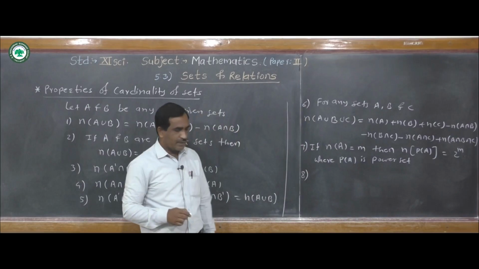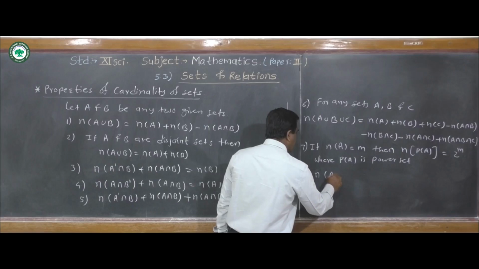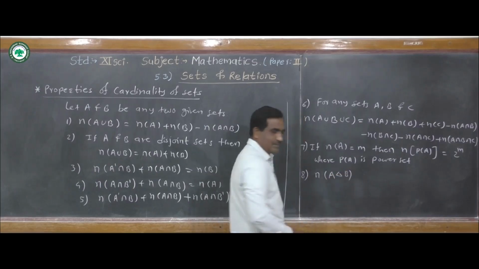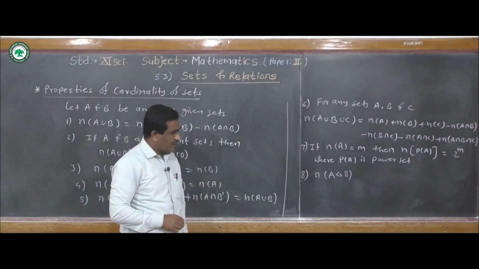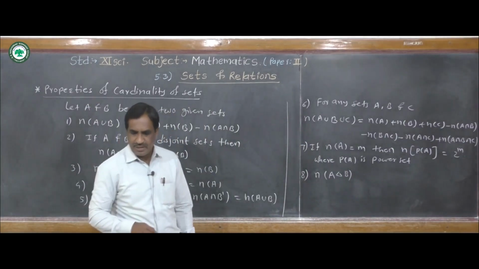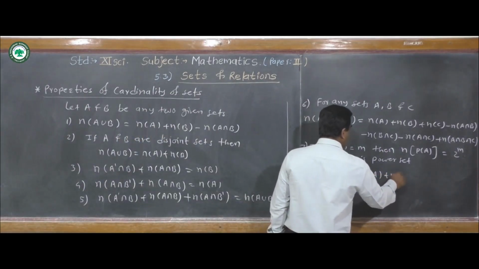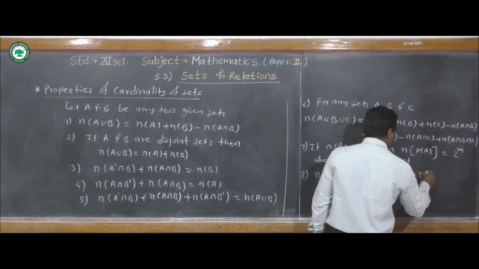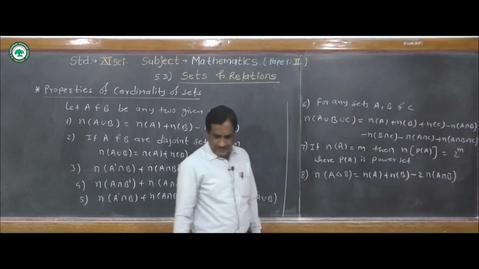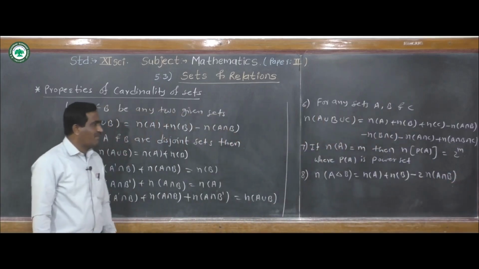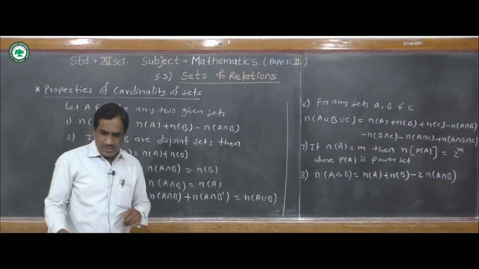Next property, property number 8, the last property is, n(A delta B). A delta B means the symmetric difference of sets A and B. n(A delta B) is equal to n(A) plus n(B) minus 2 into n(A intersection B). Okay, so these are some properties. We can verify these properties by using examples. Okay, now we see intervals.